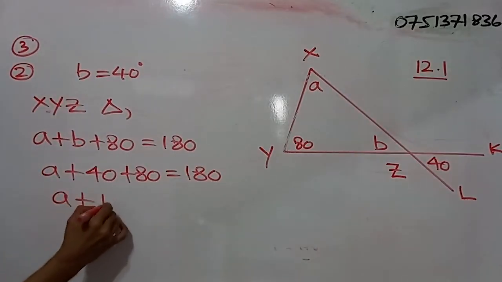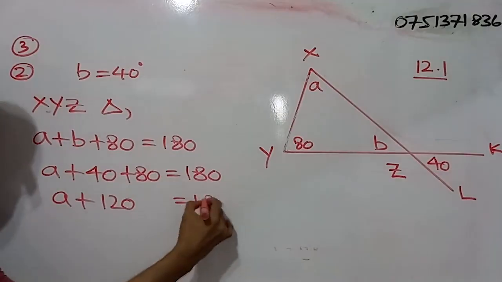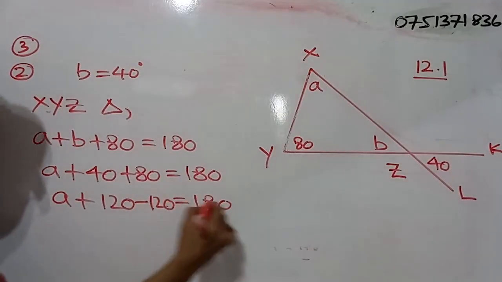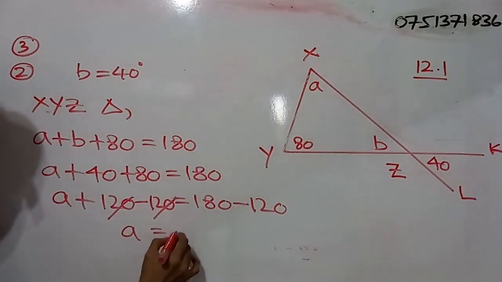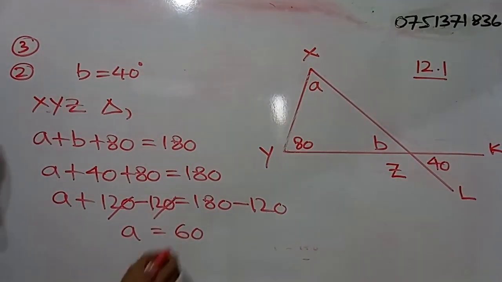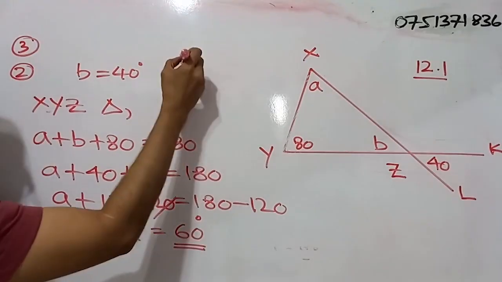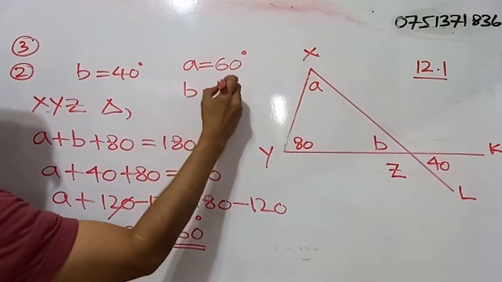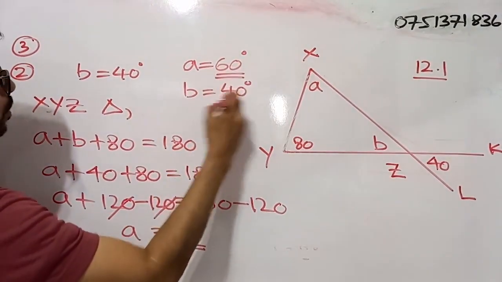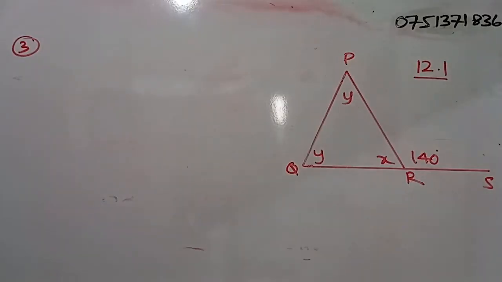So A plus 120 is equal to 180. Minus 120, do the same thing to the other side. So now A is equal to what? 60 degrees. So in this question, A is 60 degrees, B is 40 degrees. Those are the answers.